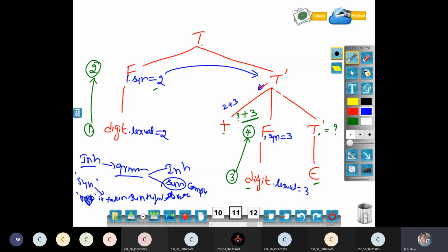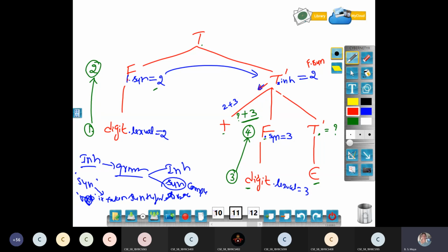See, now, because t dash has an inherited attribute, I have to write inh. Inh for what? T dot inh is inherited. When t dash, I am inheriting from where? From the sibling F, ma'am. Shall I write 2? Yes, ma'am. 2 is nothing but what? What is the formula? T dash dot inh is equal to F dot sync. It is from F, F dot sync.